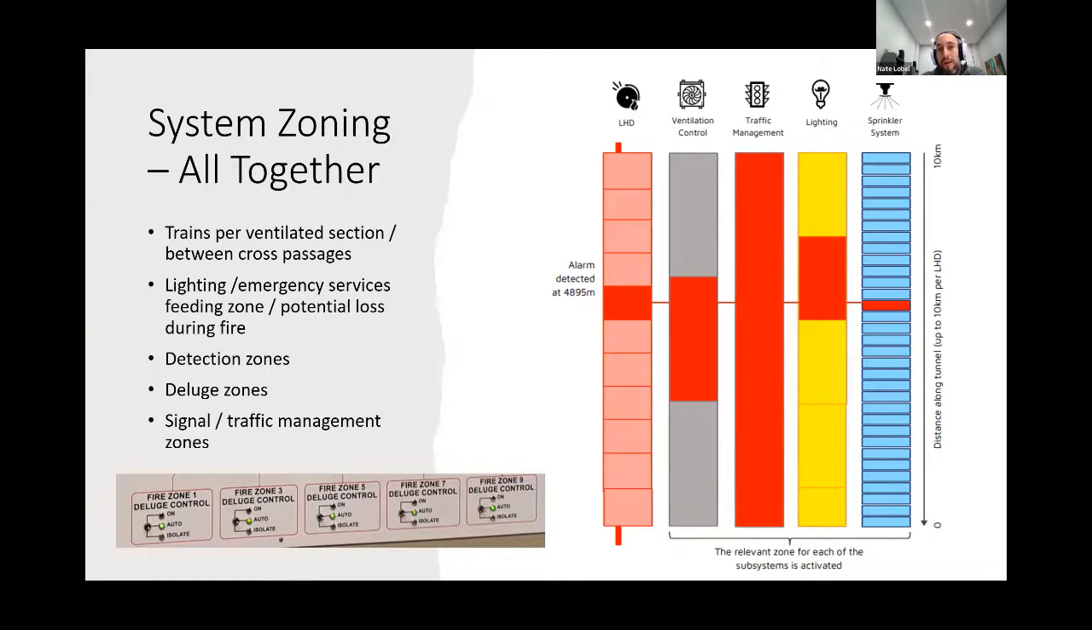So I would say anytime you're working in a tunnel, it's really important. Effectively, you could map out, as this manufacturer has done, a little example of what all your different systems are that have different zones, and how they overlap for different fire scenarios, and whether there are any conflicts or issues with that.